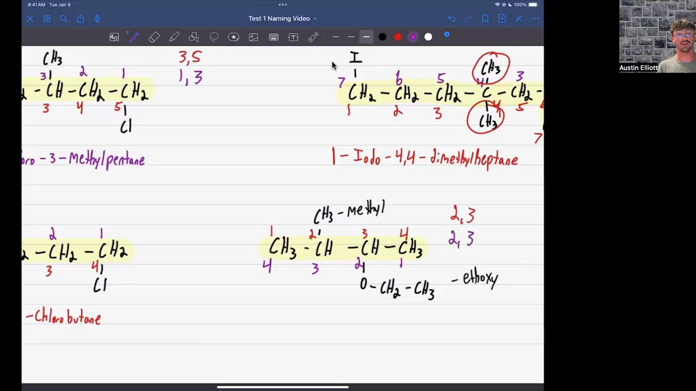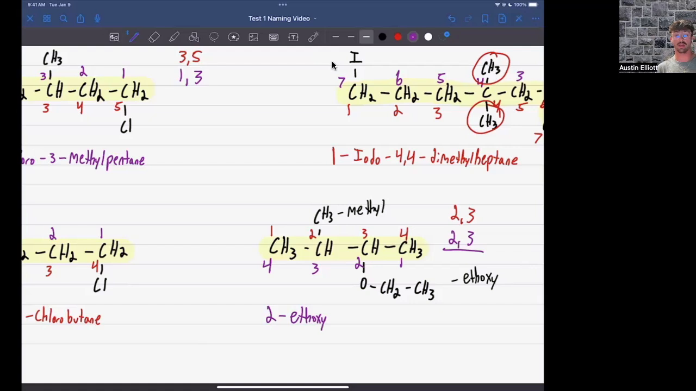So once again, we have to look at the alphabetical order for these groups since neither one of them is a priority functional group. So E comes before M in methyl. So ethoxy is going to be our first. So we're going to go with the purple numbering group. So it's going to be 2-ethoxy.